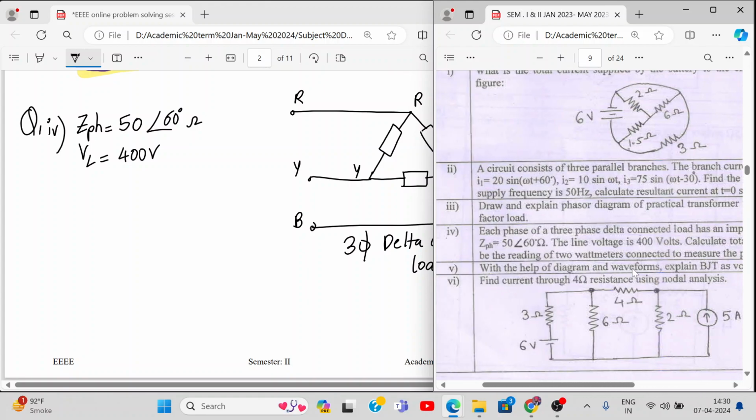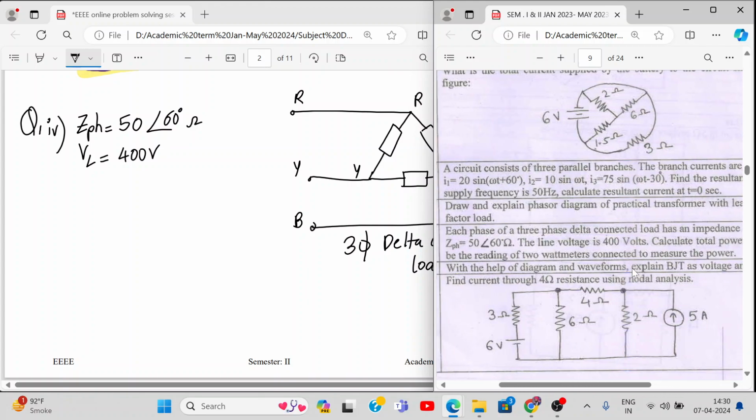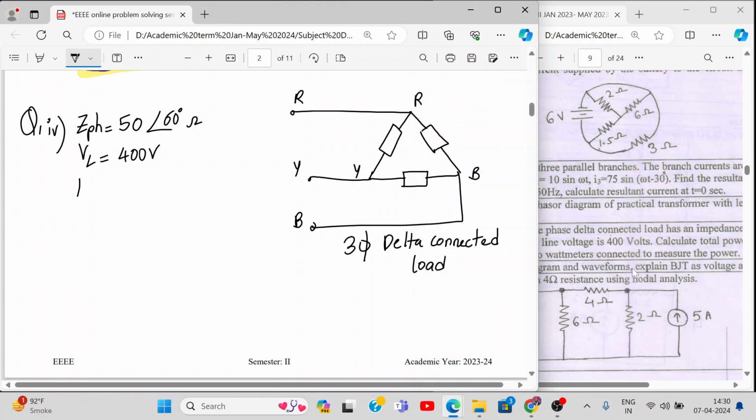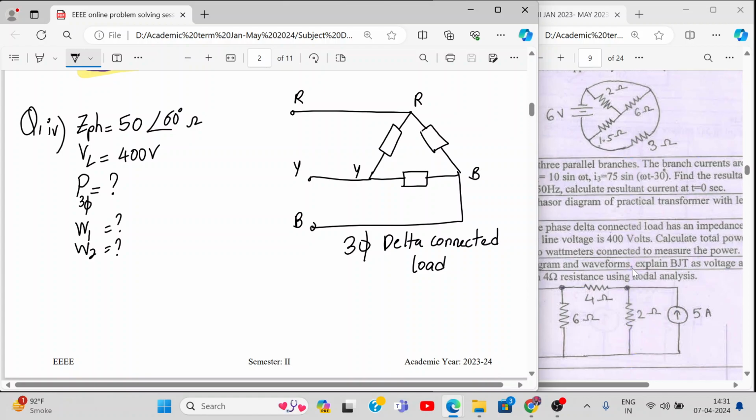Calculate the total power. What will be the reading of the two wattmeters connected to measure the power? So first of all, there are two questions. Power is asked, active power in a three phase circuit. Secondly, if you connect two wattmeters, we have to find W1 and W2. I hope you know what the two wattmeter method is. If not, please refer to it and read that topic. It's a very important one. Either a numerical or the theory topic is always asked on the two wattmeter method in three phase circuits. And three phase is not very hard. It's not at all hard. It's very simple. So can we start now, everyone?